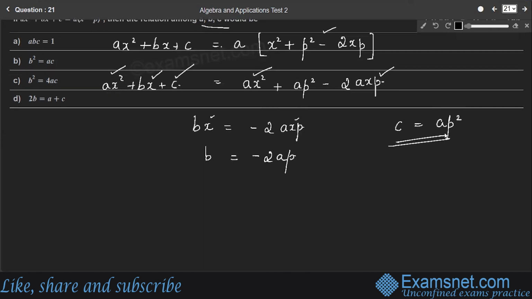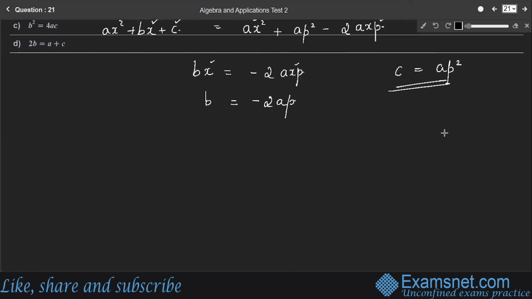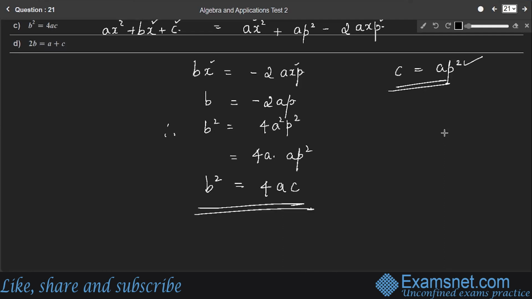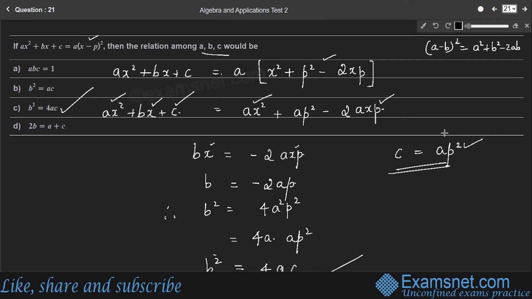So c is equal to ap square, which is very important. Now consider the relation b is equal to minus 2ap. Squaring on both sides, b square is equal to (minus 2ap) the whole square, which becomes 4 times a square p square. But ap square is c, so we write 4a into ap square. b square is 4a into ap square, and ap square is c. Therefore, we can write b square as 4 times ac. So the relation among a, b and c is b square is equal to 4 times ac. Very easy question it is. So option C is the right answer.